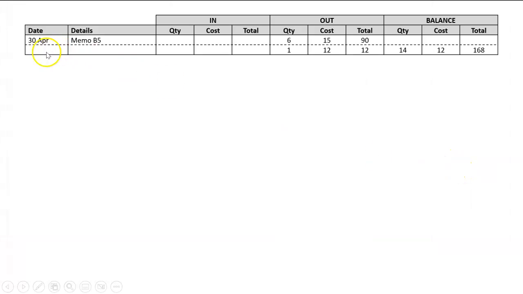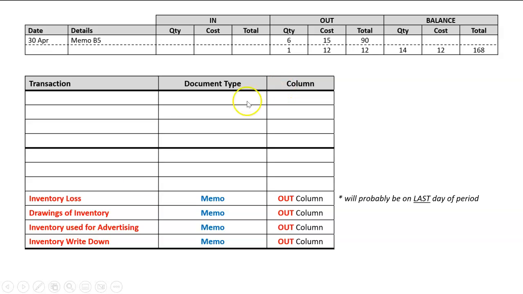30th of April, so we get to the end of the month, there's a memo, so that probably tells you that some sort of inventory count has been done. We've either got an inventory gain or an inventory loss. So in the memo in the out column, where we said we're not doing inventory write-downs, this one here, technically this could be drawings or inventory used for advertising. The question would probably rule it out and say it's neither of those.